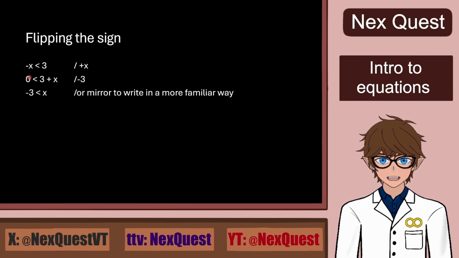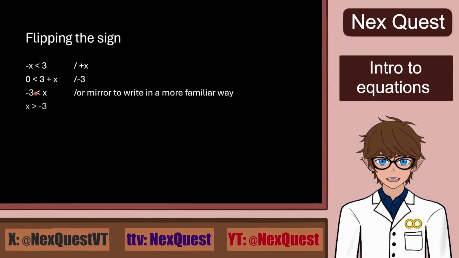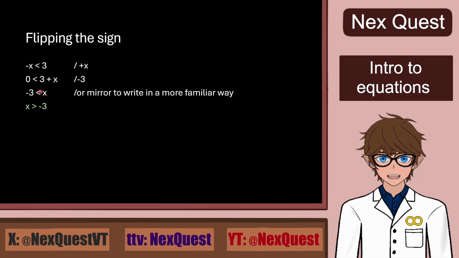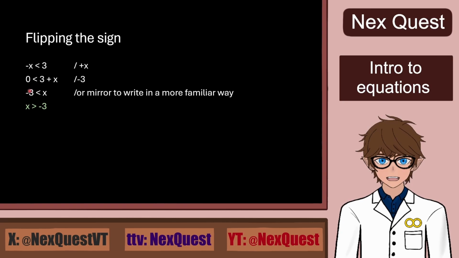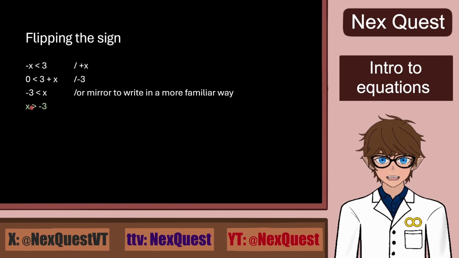Now, we can mirror that to write it in a more familiar way, since if a number is lower than the other number, so a is lower than b, then b is higher than a. That type of mirroring effect. So these two are completely the same. This is just better visually to get a feeling of what the value of x is. But is there one operation that we could do to get minus x into x and 3 into minus 3? Well, the answer is yes.